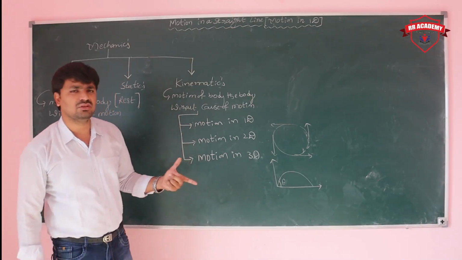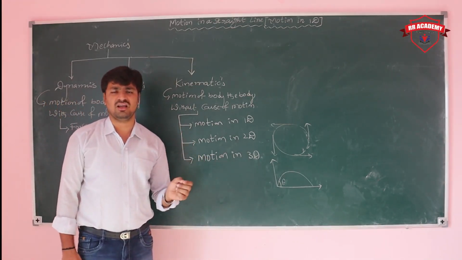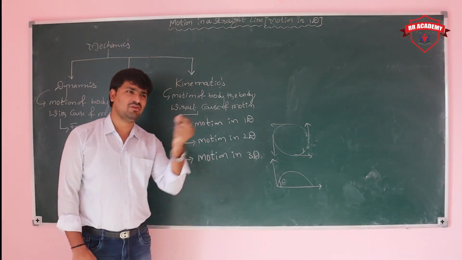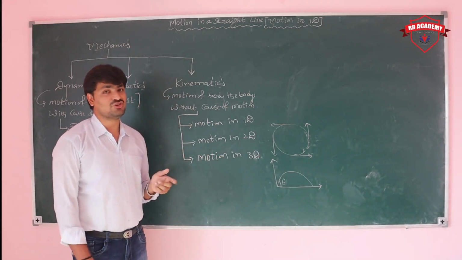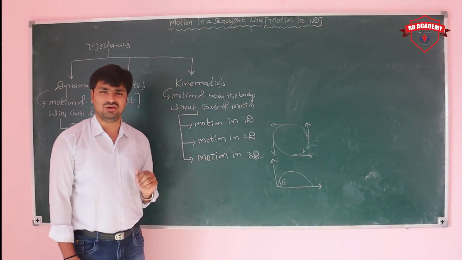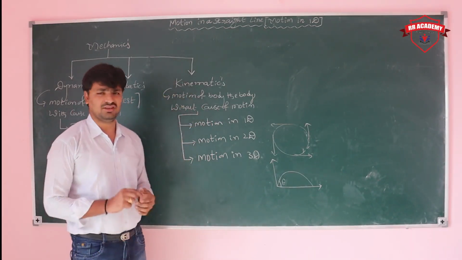What are the examples for 3D? Motion of the dust particles. Motion of the house fly. Makki. So how is it moving? It can move in different directions. And motion of the kite. Kite also is moving in 3D only. So this is simply the kinematics.